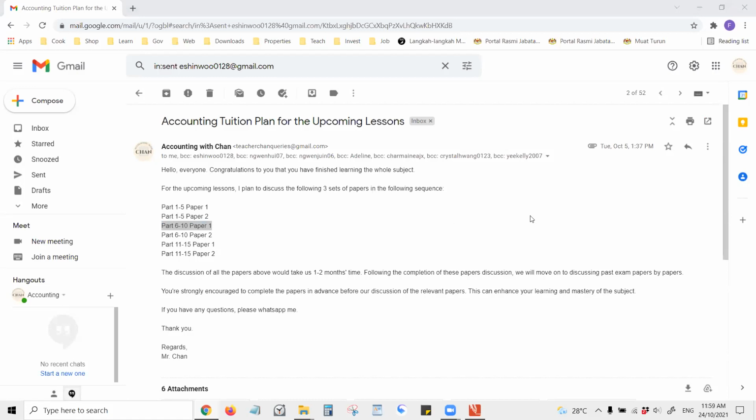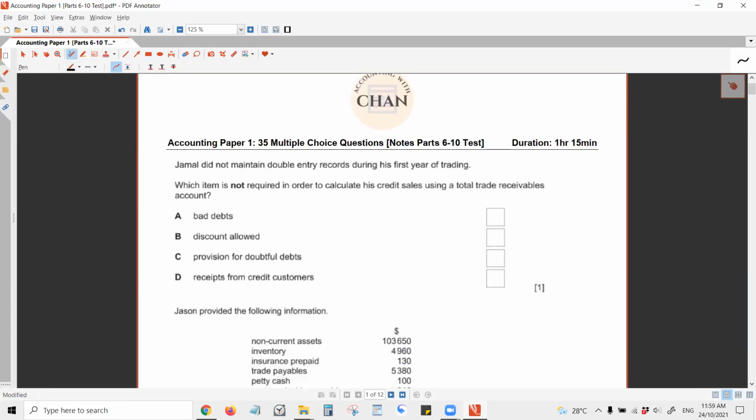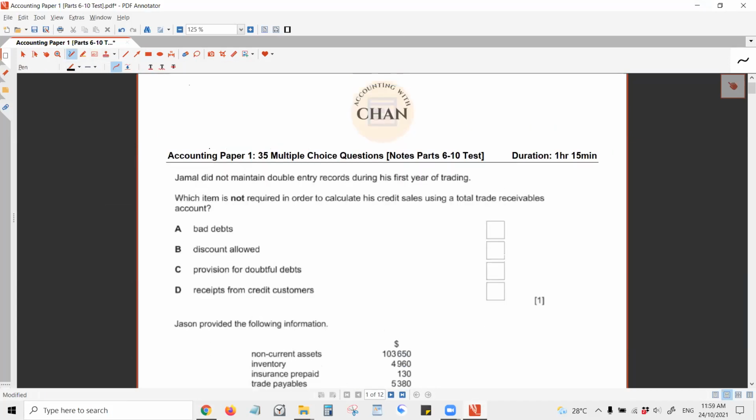Okay, now we look at paper 1, part 6 to 10. Once again, if you have attempted, then it would be perfect, because if you have attempted, when I discuss, it will be much easier. Now let's see this. These are the papers that I usually give to students who are not taking accounting in school. So some of you should have done this paper. Kelly, you have done it. Ishin, I think you have also done this. No, I cannot remember though. So let's discuss this.